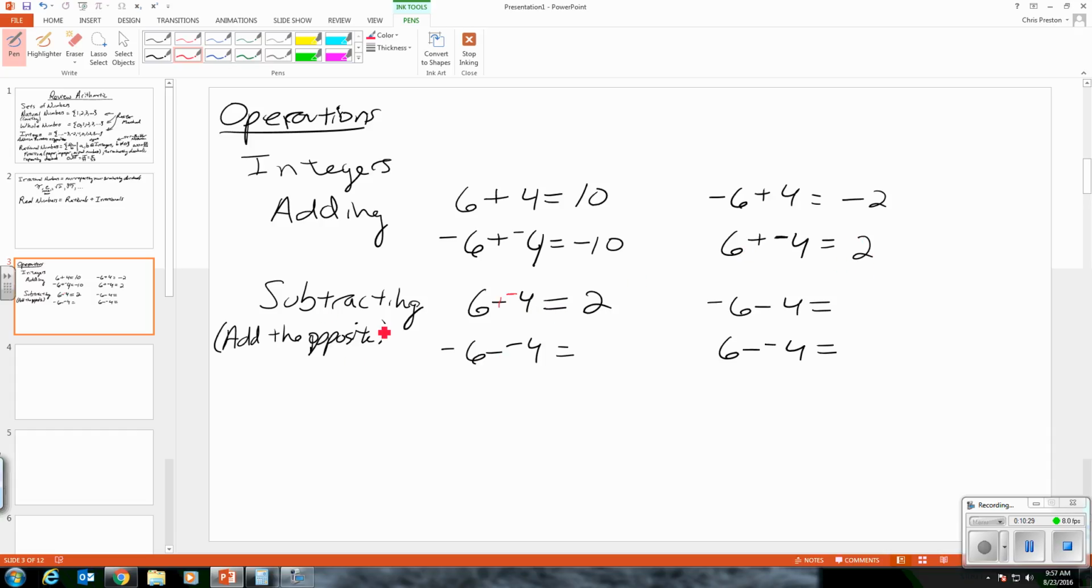So if I don't subtract, I add the opposite. When I say negative 6 minus negative 4, what I'm really going to do is add the opposite of negative 4. So this is really negative 6 plus positive 4. That's negative 2.